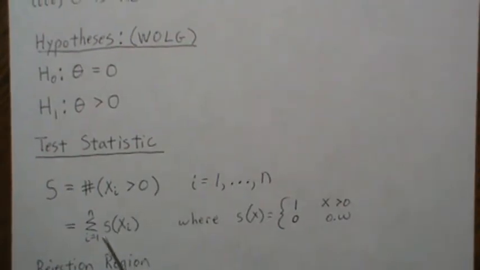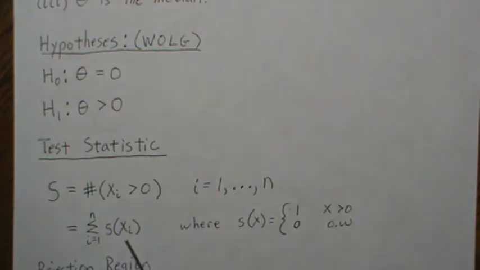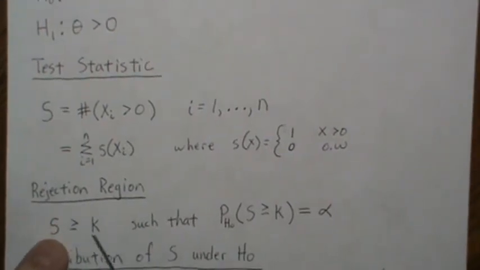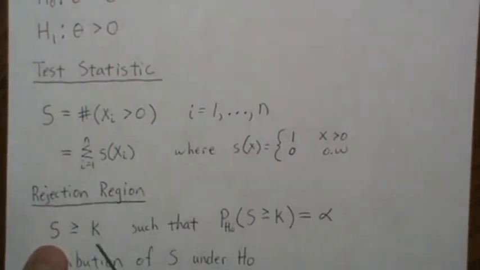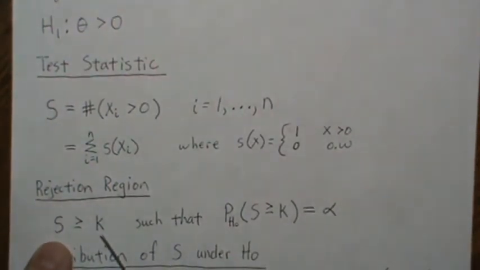And so this can be written as an indicator function, the sum from 1 to n of S of x_i, where S of x is 1 if x is greater than 0 and 0 otherwise. So this ends up being our count variable. And we like this one because then we're actually summing IID random variables, which then the central limit theorem will kick in eventually. So the rejection region is when S is too big, greater than some k. That's indicative that perhaps the alternative is true.